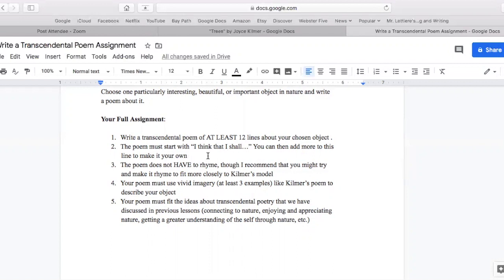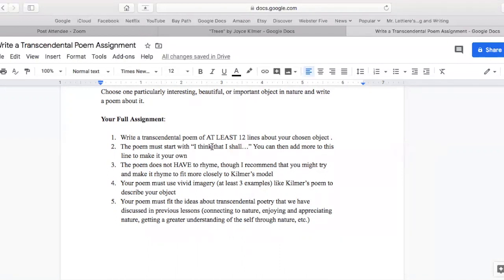You can add more to that first line, or you can just keep it like that. The poem does not have to rhyme like Kilmer's poem, though I recommend that you try and make it rhyme to fit more closely to Kilmer's model. It'll take a little bit more creativity and time, but I think that it'll be worth it with the poem in the end.